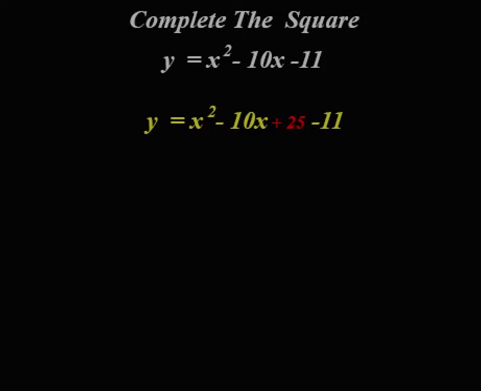So we'll come back to that here in a second. We just introduced a brand new 25. We have to balance that 25 by subtracting 25. All right, so we know that we have a perfect trinomial square there. So we know we have a perfect trinomial square for these three terms. What's important about that? Well, what's important is that we can factor it into a binomial squared.